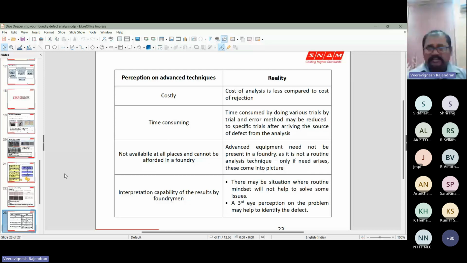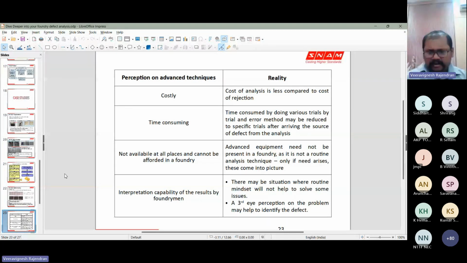And a third eye perspective will always give you a new scenario. It might confuse you or it might guide you in a different way. So it is sometimes better to have a third eye perspective, that means getting an analysis done outside or inviting somebody to add value to your process of rejections handling.